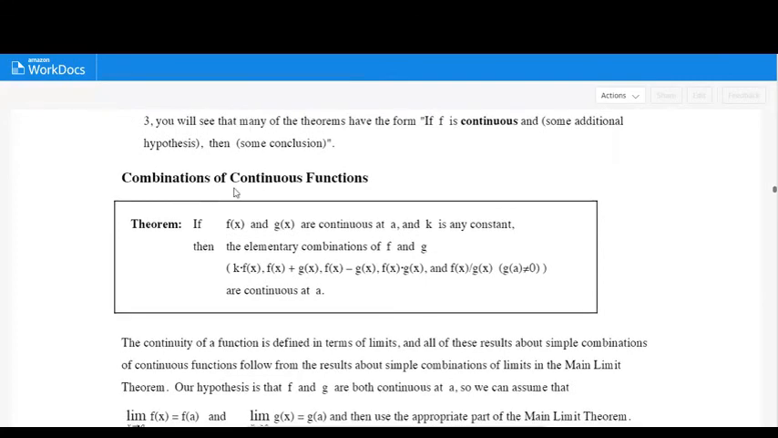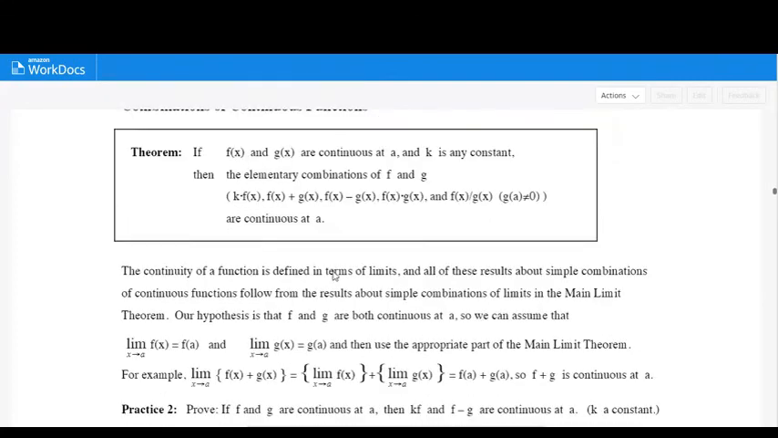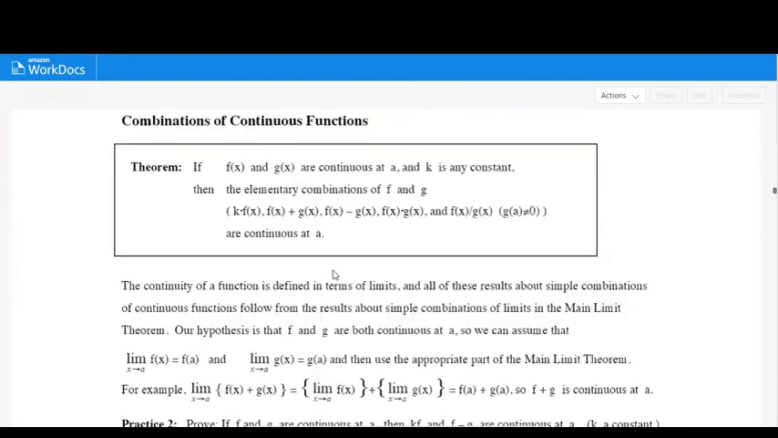Okay, next we have combinations of continuous functions. We have already reviewed this combination of functions. If f of x and g of x are continuous at a and k is any constant, then the elementary combinations of f and g, you have k times f of x, f of x plus g of x, f of x minus g of x, f of x times g of x, and f of x over g of x, wherein g of a is not equal to 0, are continuous at a. Nakita natin to sa mga properties ni limits last meeting.